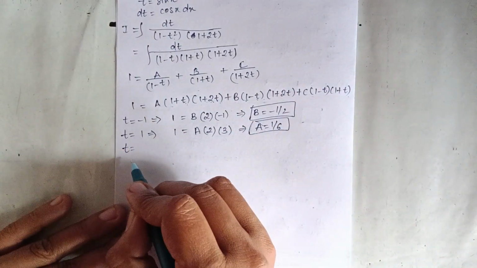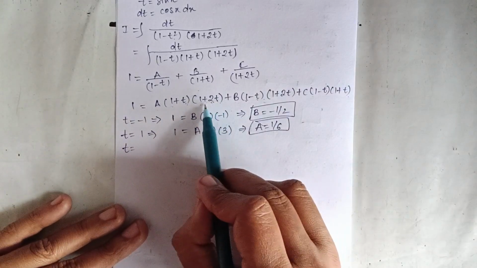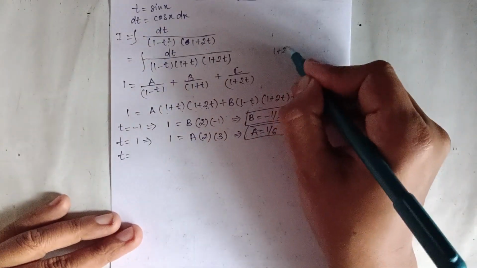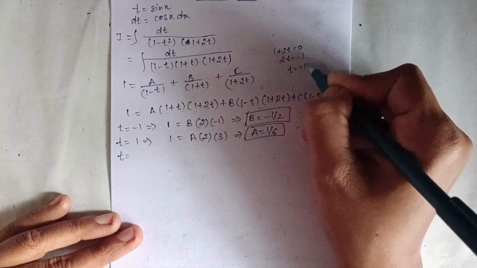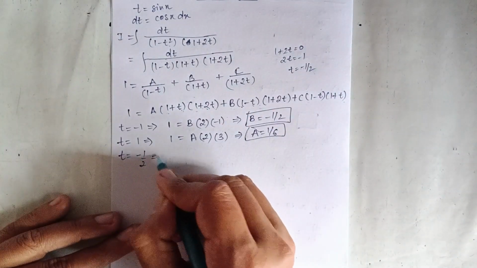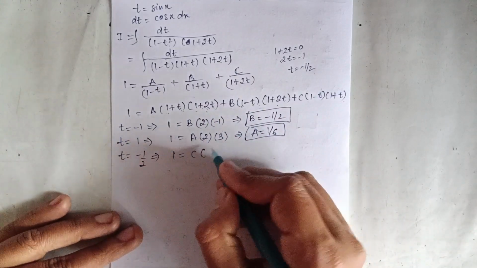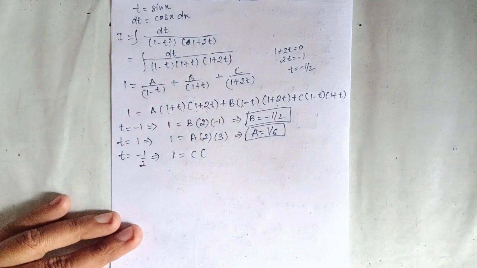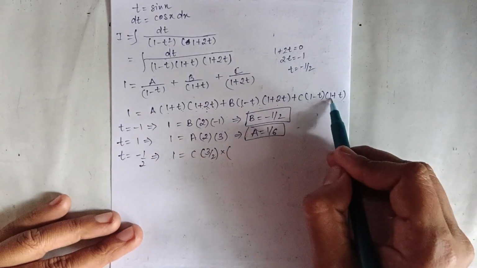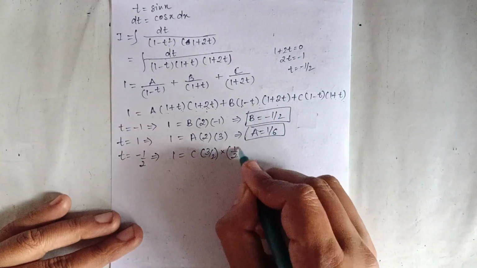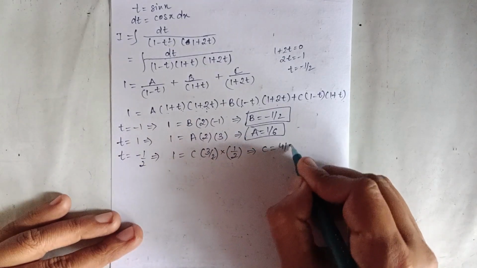Then for C, if you don't know how to find t here, you just put 1 plus 2t equal to 0 so that you will get the value of t. Okay, so minus half. So this term and this term become 0. So C is 1 minus of minus half, so 1 plus half is 3 by 2 and 1 minus half is half. So this is 3 by 4. So C is 4 by 3.